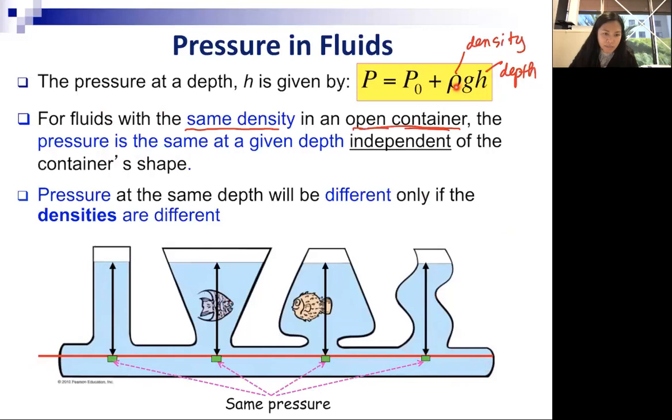The density is the same because it's the same liquid. Atmospheric pressure is the same. It's the same atmospheric pressure at the surface of the containers. And so the pressure will just be different if the densities are different. So the pressure will be different at the same depth if the densities are different. So be careful in analyzing this equation here for the total pressure. You have to consider the density as well as the depth of the liquid.